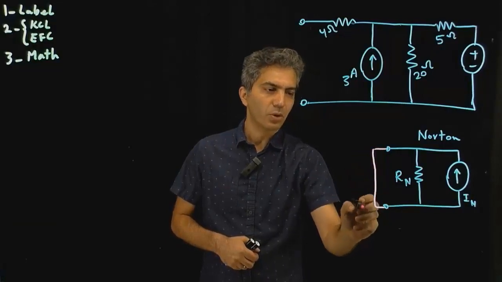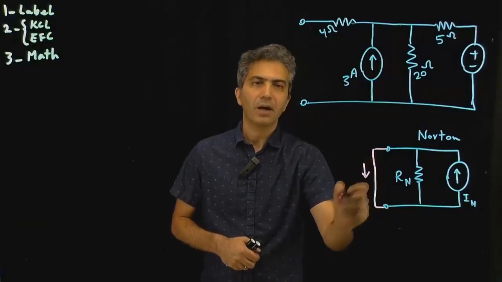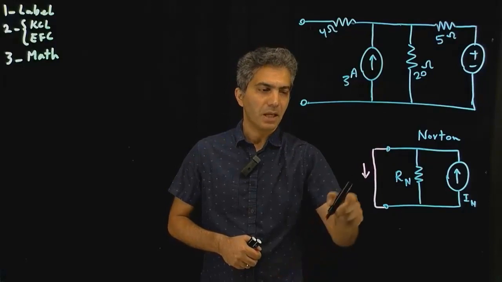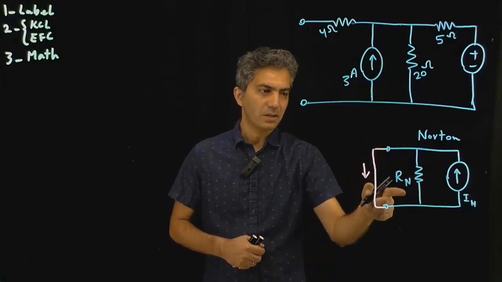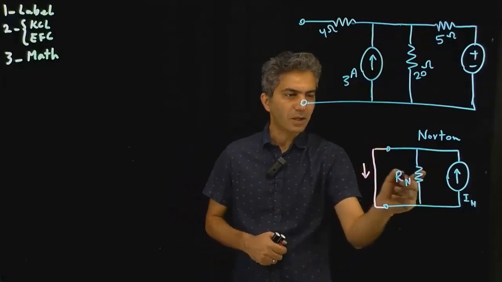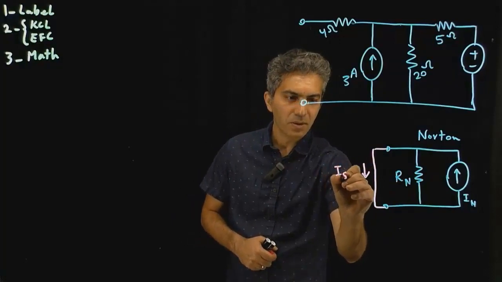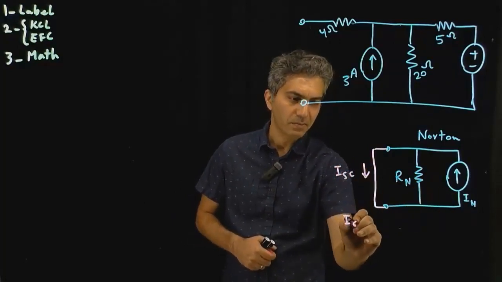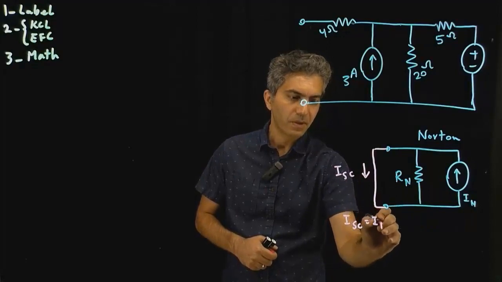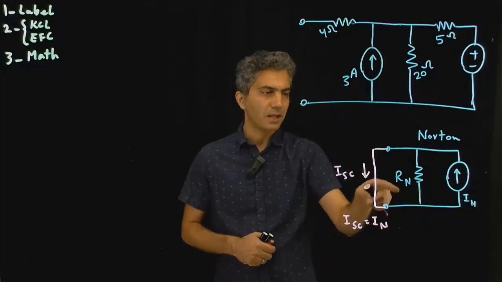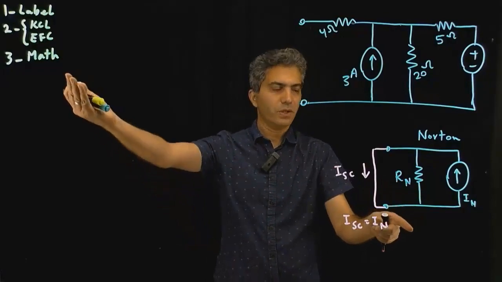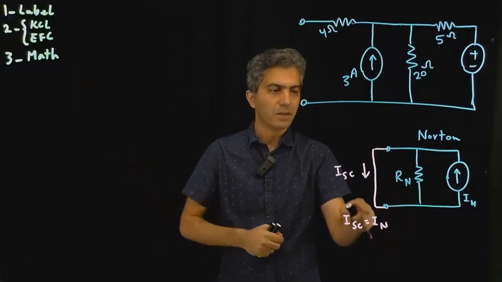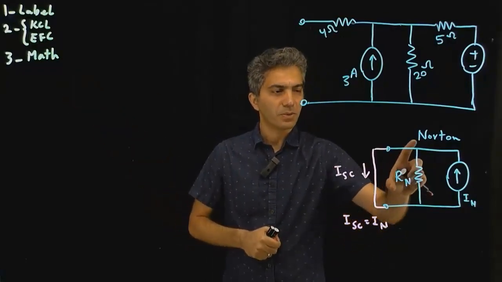So if we put a short circuit here and look at the current that is passing through it, if you analyze this circuit, it's very simple to see that the short circuit current, I short circuit, is actually equal to IN. So let's make sure that we understand that. Again, if you want to prove it, just follow the three-step process. But it's really simple to see.